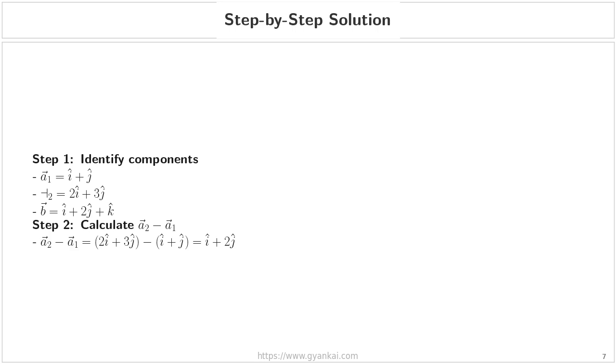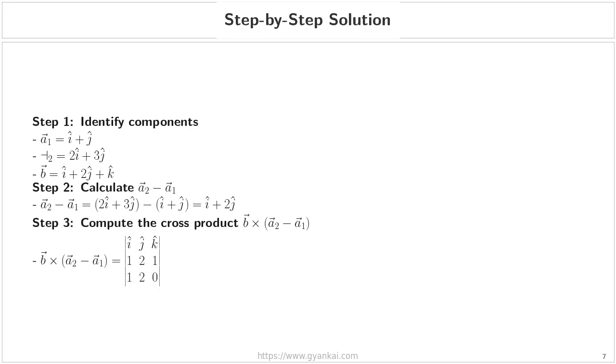Moving to step 2, we need to find the vector connecting these 2 points. We do this by calculating a2 minus a1. When we subtract i hat plus j hat from 2i hat plus 3j hat, we are left with a difference vector of i hat plus 2j hat.